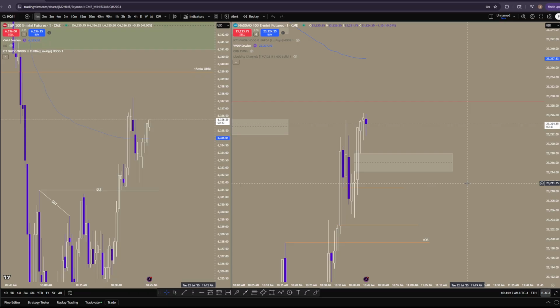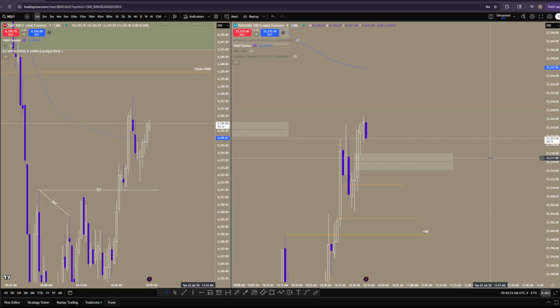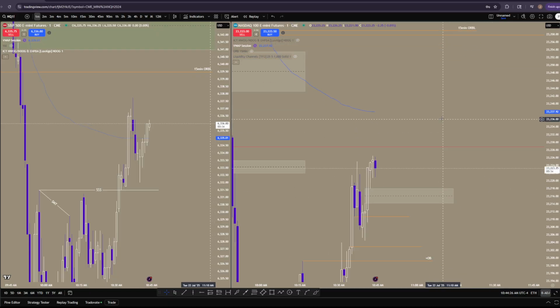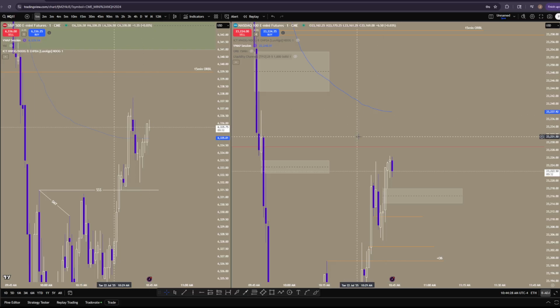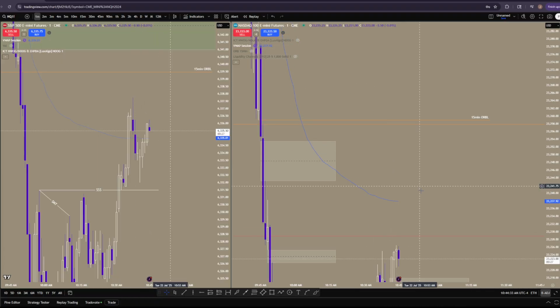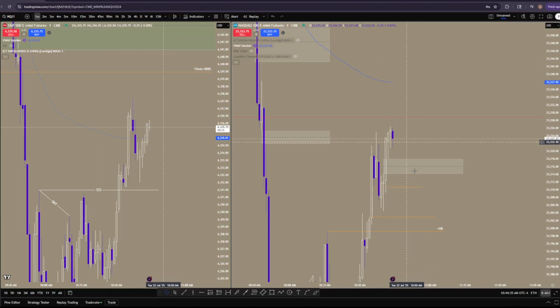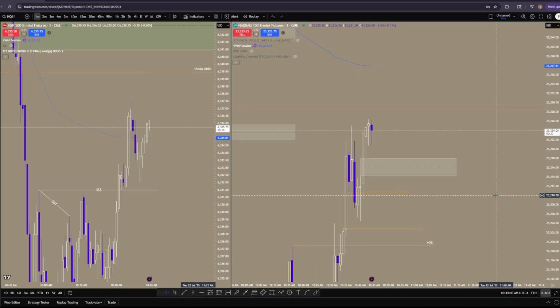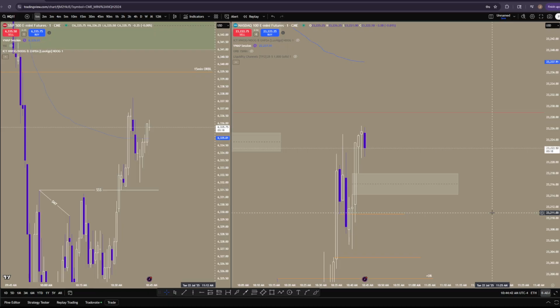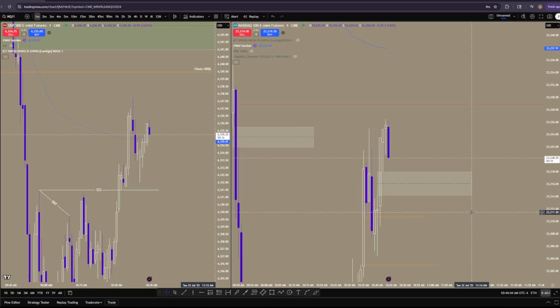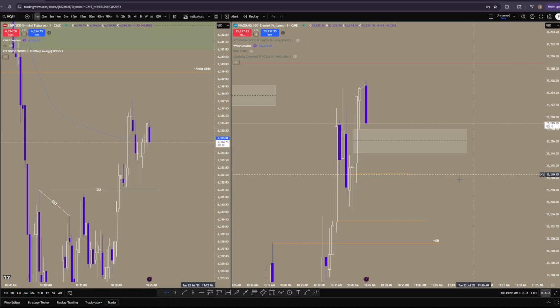VWAP is our volume weighted average price. It's kind of our 50% level of our ranges. It's a key level. A lot of the time price is attracted to that level to rebalance a range. If we push through that level, we can expect price to continue. If we bounce off of it, we can expect price to continue to dump. Yes, it is an indicator. You can just look up VWAP, volume weighted average price.